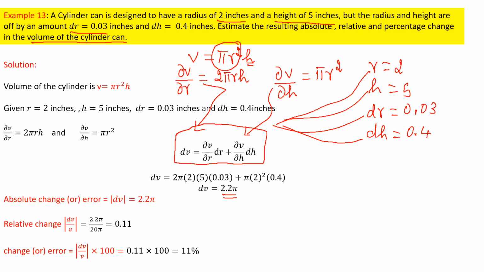2.2 pi. Then we know that the absolute change is given by the formula modulus dv, which is nothing but 2.2 pi. The relative change is given by modulus dv by v, that is equal to 0.11. And finally, the percentage change or the percentage error is given by 11 percentage. That means this value we multiply by 100.